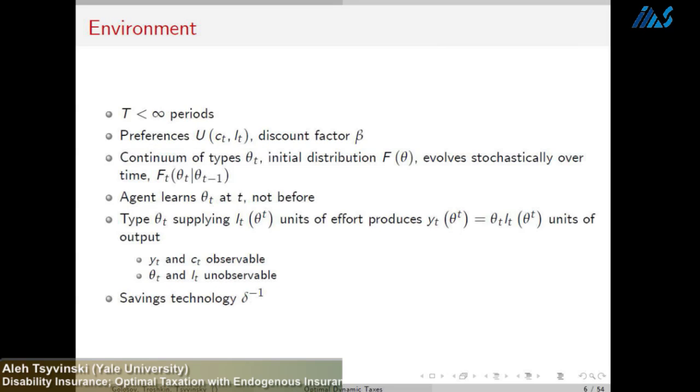OK, so let's start with the environment. I'm going to look at a model where there are T periods, and T is going to be finite.